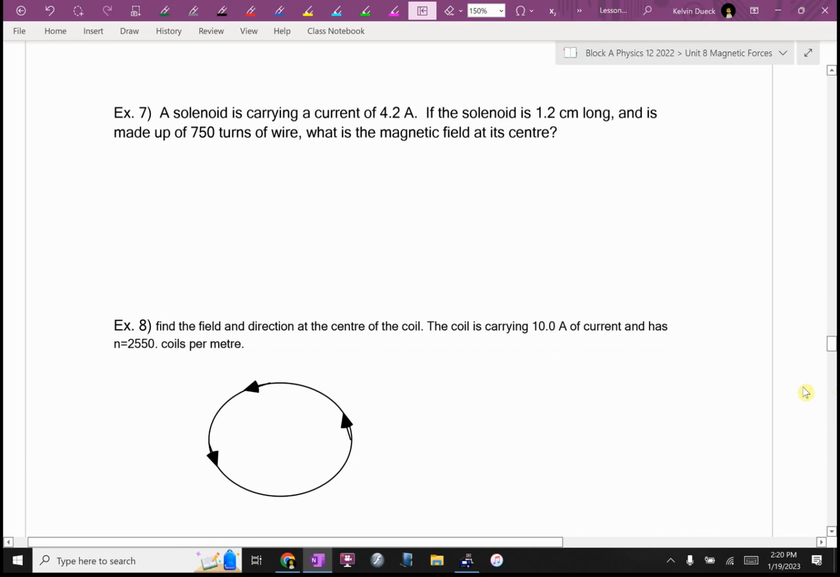A solenoid is carrying 4.2 amps. If the solenoid is 1.2 centimeters, nice try, Duick.